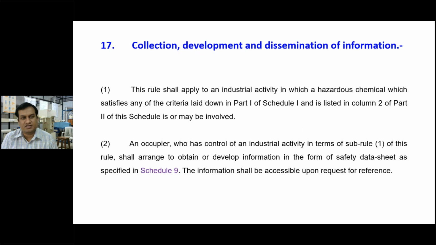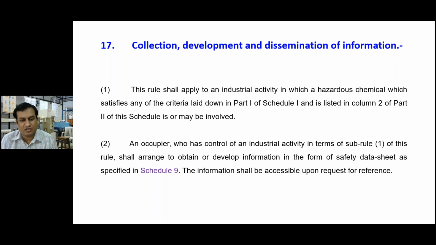Then rule 17 is the collection, development and dissemination of information. Indirectly we call it the safety data sheet or material safety data sheet. So the collection of all information on these hazardous chemicals, the changes, testing, development of all this information and dissemination of this information, all these activities combined are called the safety data sheet, and this safety data sheet should be prepared by the manufacturer or the supplier, and that should be conveyed to all the employees in the companies.